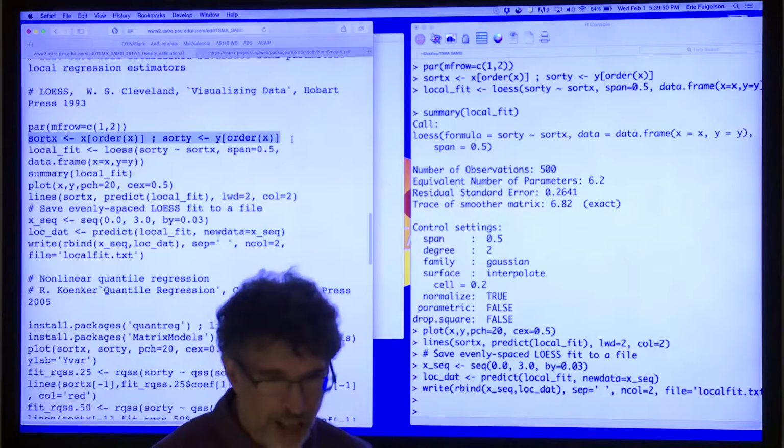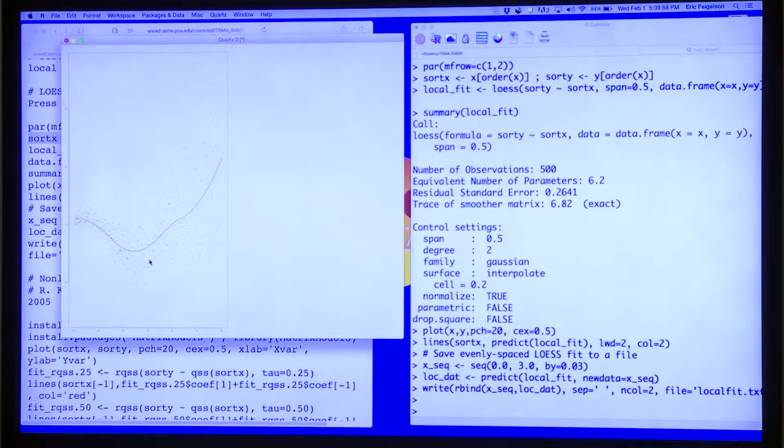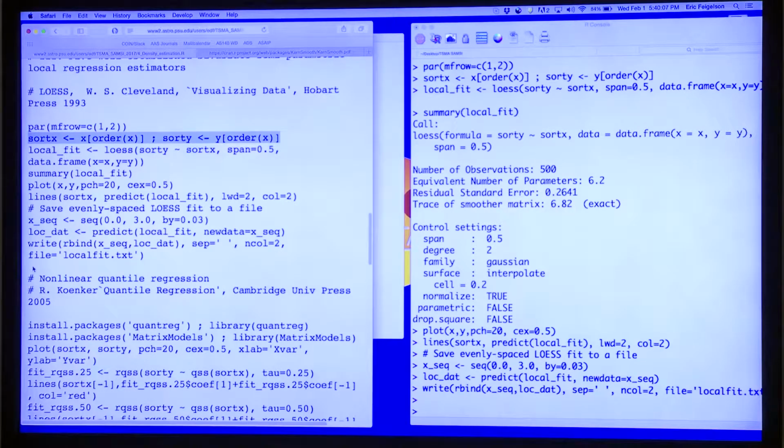You try one, you try another. He doesn't tell you what to do. There's no cross-validation built into Loess. So I chose 0.5, and that's what I got. I could try 0.4, I'd get something a little noisier. 0.6, I'd get something a little smoother. That's the way it is.